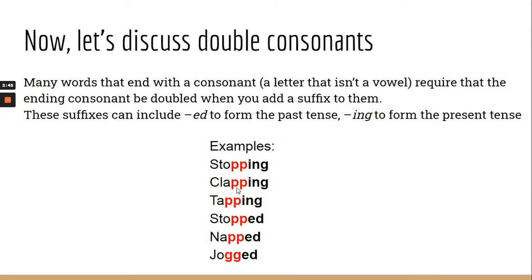Clap is our root word. We double the P to add ing. Our root word here is tap. We double the P here as well to add ing. And now we have our ed suffixes that we're adding to our root word. So we have stop, we double the P to add ed, making stopped. We have nap, we double the P to add ed, which gives us napped. And our root word of jog, we double the G and add ed to make jogged.